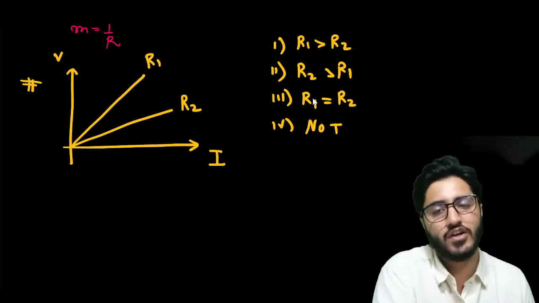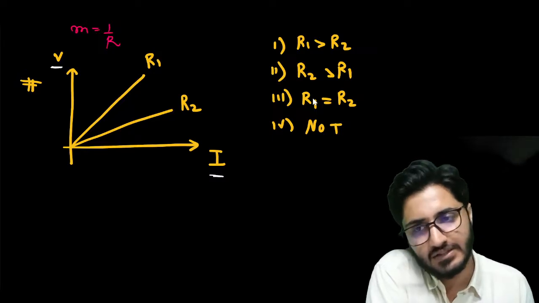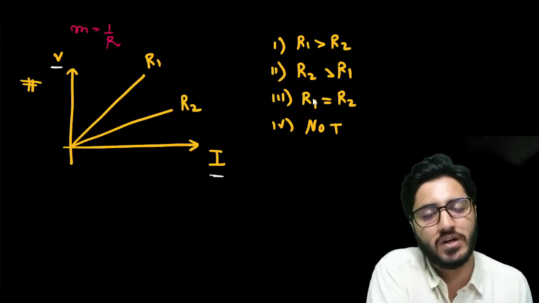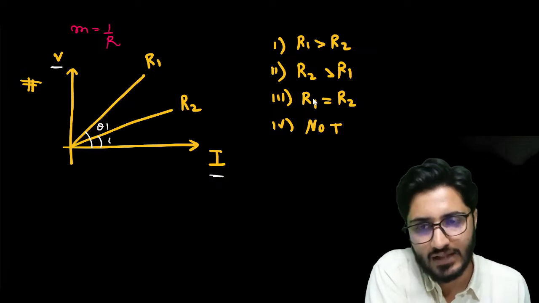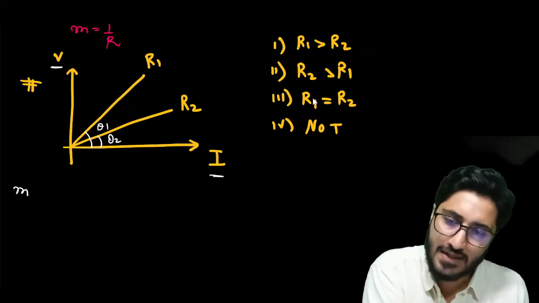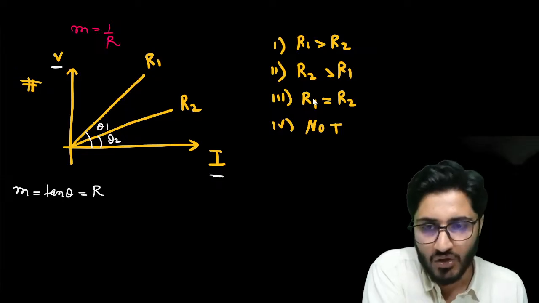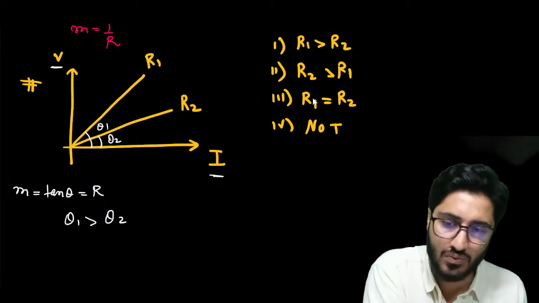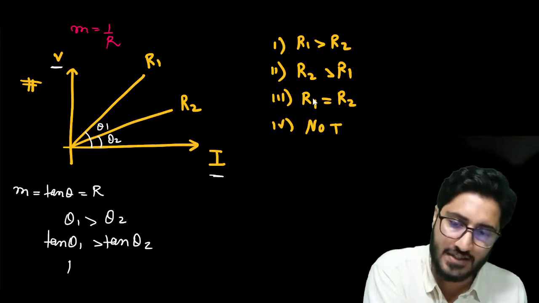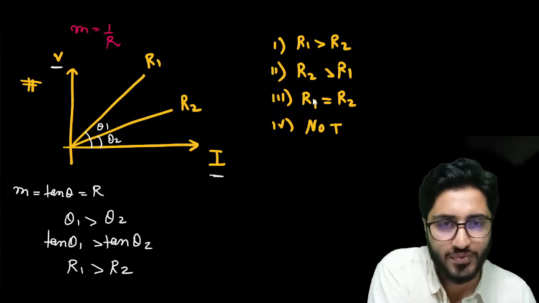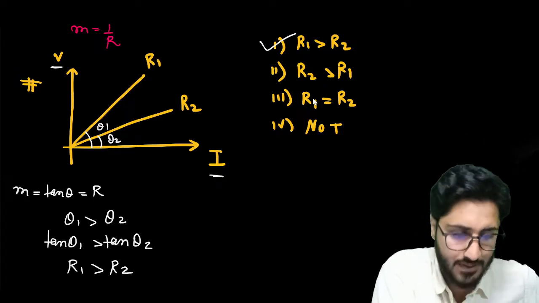Okay, sir. So we need to first see the graph. Is it between V and I? Okay. That means this particular line represents a resistance. Now look, it is theta 1 and theta 2. So what is M? M is slope. Slope is tan theta. Tan theta is resistance. You can see here theta 1 is more than theta 2, which indicates tan theta 1 is more than tan theta 2, which indicates R1 is more than R2. So option first, R1 is more than R2. You need to solve the numerical like this, okay?